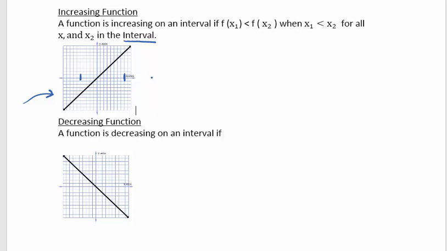So x sub 1 and x sub 2 are two x coordinates on this interval. I'm going to have an x coordinate here somewhere and another one somewhere else in here. And we know that x sub 1 is less than x sub 2 anywhere on this interval.